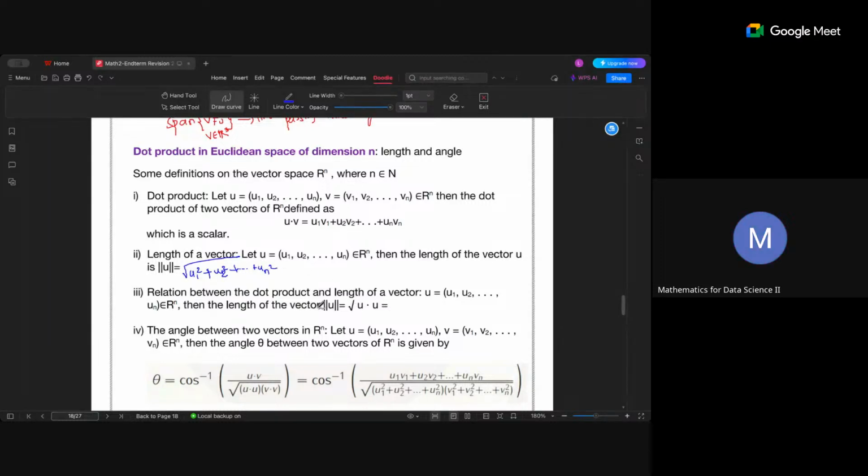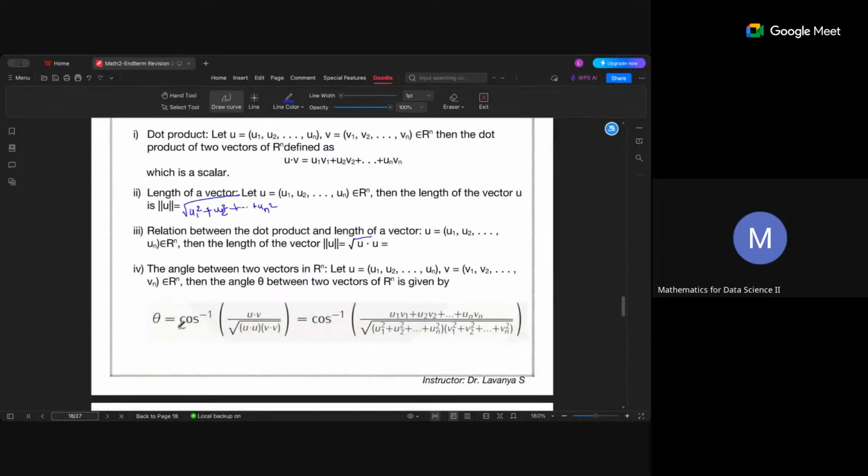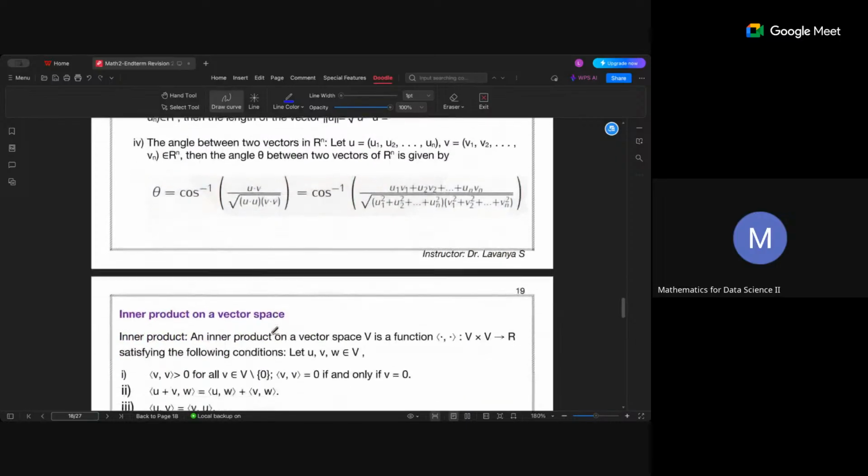Right? And in fact, you can see that the norm of a vector is equal to the square root of u dot u. Right? And what is the formula for the angle between two vectors? Cos inverse of u dot v by the square root of (u dot u) times (v dot v). Okay, so these are some formulas you need to remember.